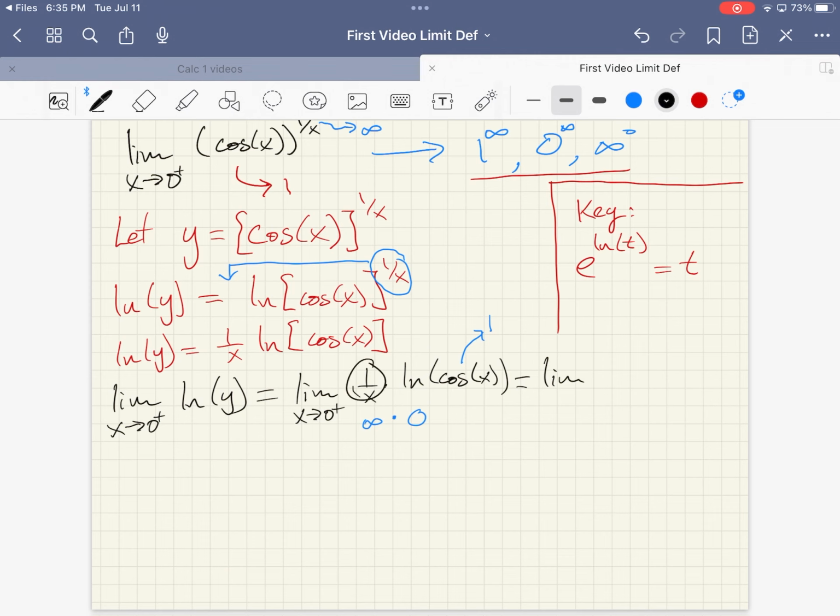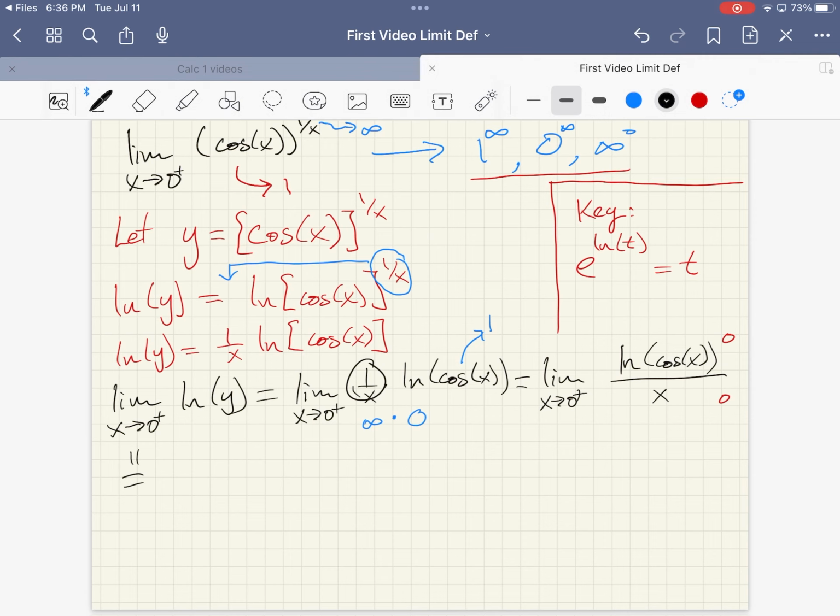So what we're going to do is switch that function there to be, we'll say, the natural log of cosine of x over x. So notice I just did the reciprocal. And now I do have L'Hopital's, because as x approaches 0 from the right, this is going to approach 0, and this is going to approach 0, and so I can use L'Hopital's, okay?